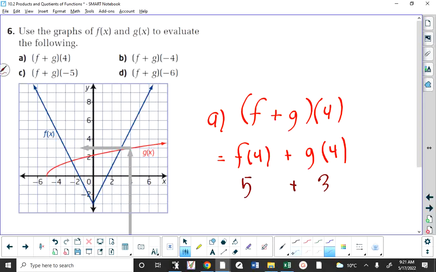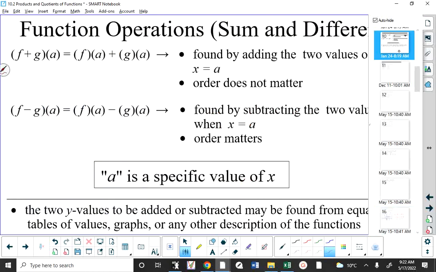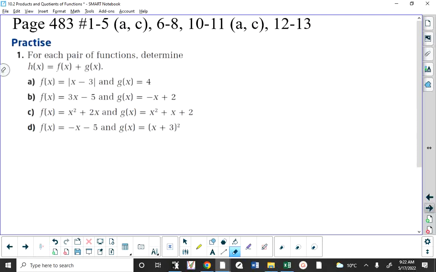So you may extract those y values from a graph. They may be given to you in a table of values. They might be given to you indirectly because you have equations that you need to put the x coordinate in to pop out those y values that you have to add or subtract. And that is it in a nutshell. So can you take a minute, please, and take a look over your work and see if you have any questions you would like to ask me.